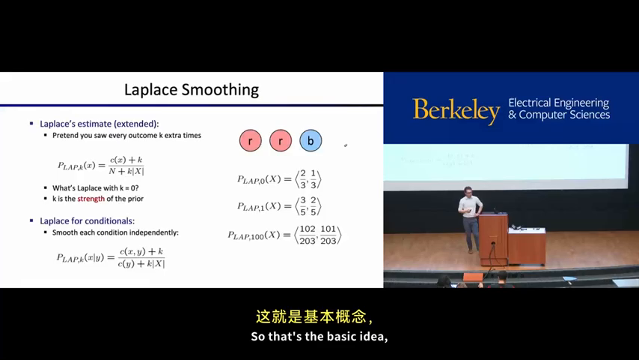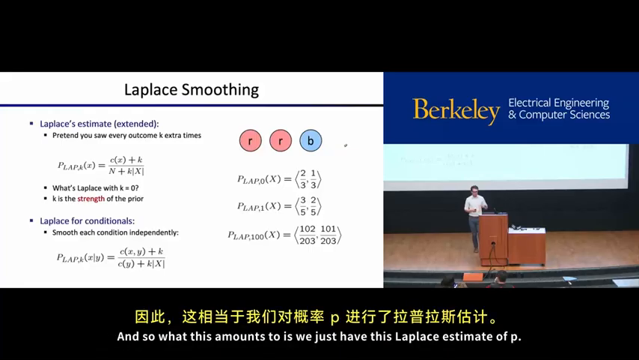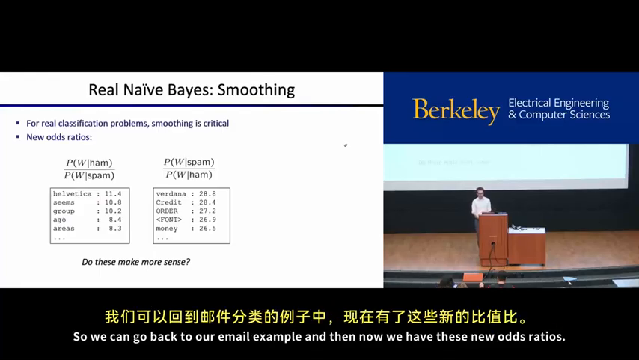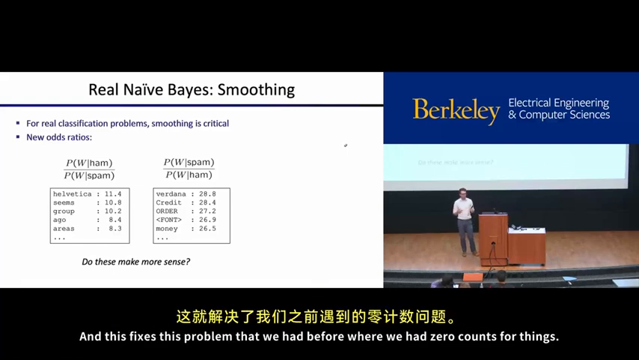Yeah, so that's the basic idea: you're basically pretending you saw every outcome k extra times. What this amounts to is we just have this Laplace estimate of p. So we can go back to our email example, and now we have these new odds ratios, and you notice nothing's infinite anymore because we've done some Laplace smoothing, and this fixes the problem we had before where we had 0 counts for things.